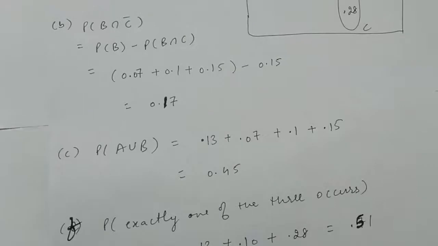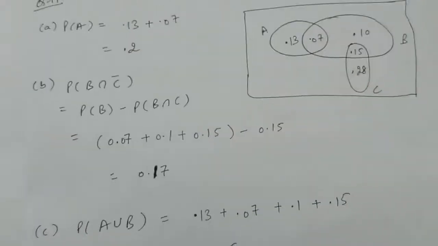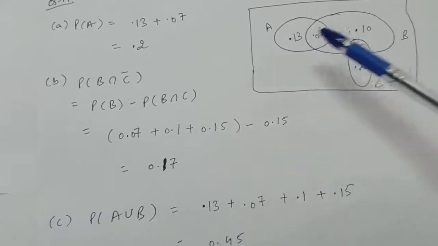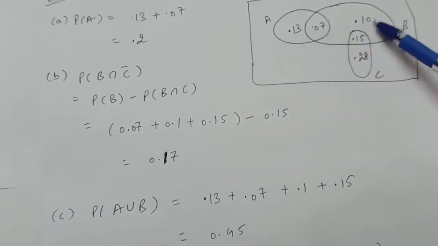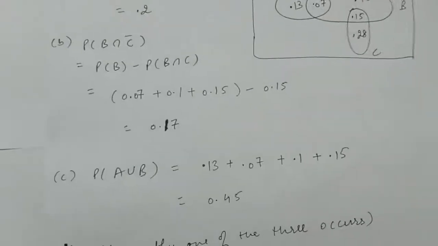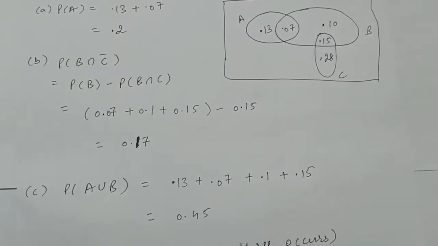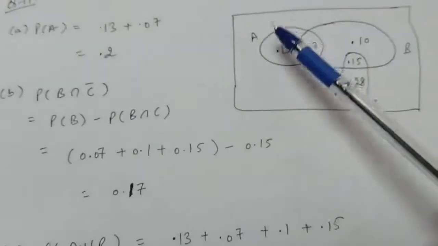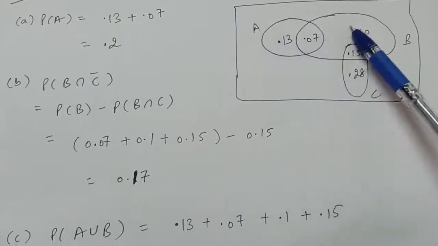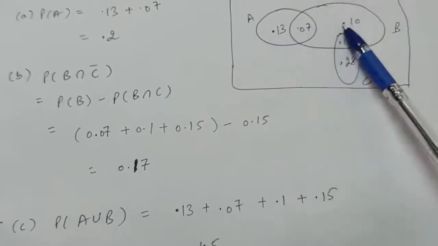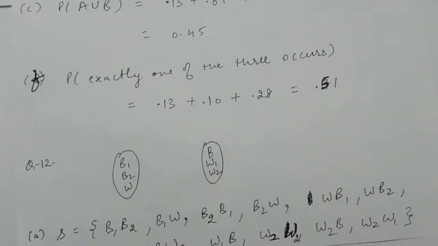Now next is probability of A union B. For A union B is this complete, right? So add 0.13, 0.07, 0.1 and 0.15, so you'll get the answer as 0.45. Now the last part is probability of exactly one of the three occurs, that is exactly one means either only A or only B or only C, right? So 0.13 plus 0.1 plus 0.28, so the answer will be 0.51, right?